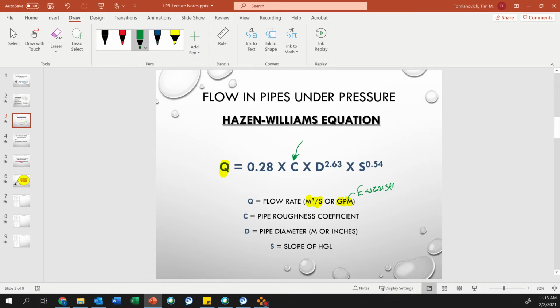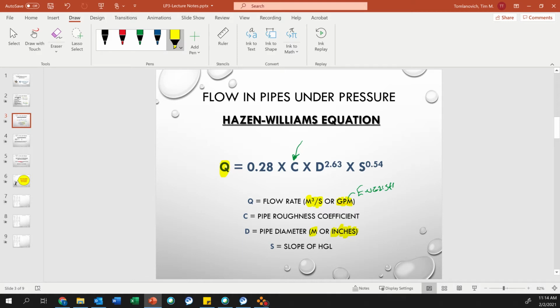0.28 is a factor based on when they derived this equation. So that's a constant value. My flow rate is 0.28 times my roughness coefficient, which is a unitless number, times the diameter of my pipe raised to the 2.63. Diameter is in meters in metric or inches in English, which is a little bit different than what we're used to. Times S, slope of HGL. Slope of the hydraulic grade line is unitless.